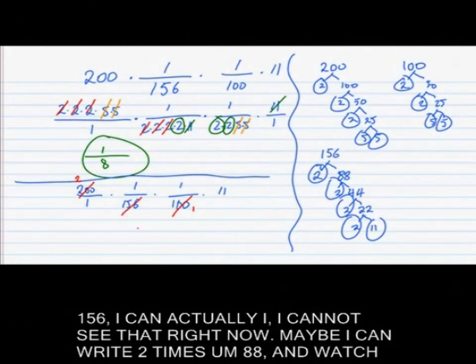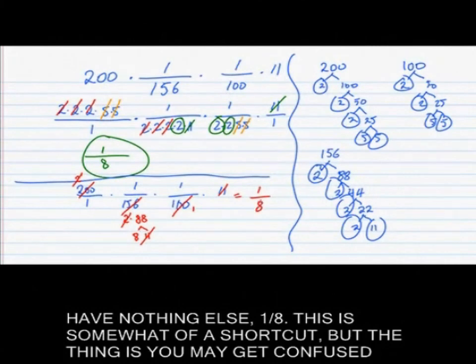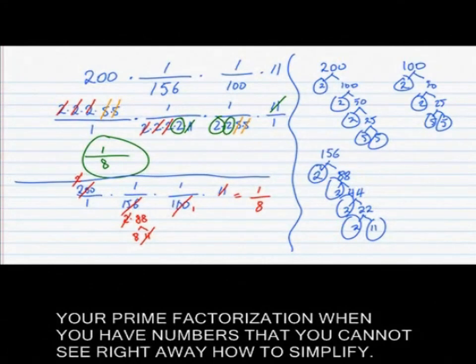Maybe I can write 2 times 88. And watch, these two can go away. All right, now I have 88 and 11. I know that 88 is 8 times 11. And you have nothing else, 1/8. This is somewhat of a shortcut. But you may get confused while you're writing this and doing that in your head. So I highly recommend that you do your prime factorization when you have numbers that you cannot see right away how to simplify.